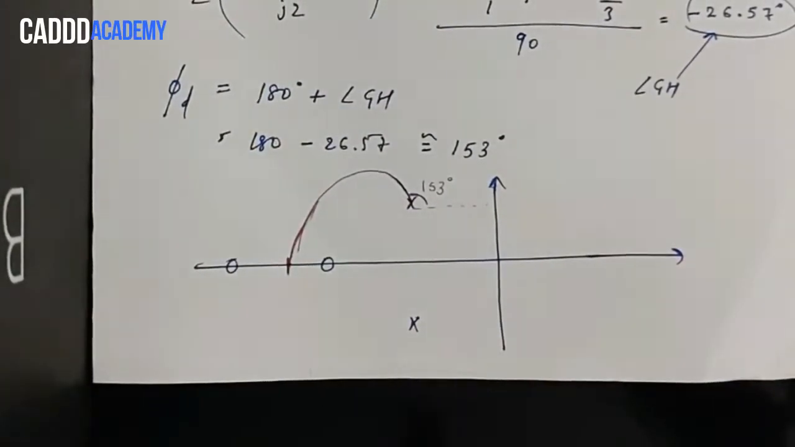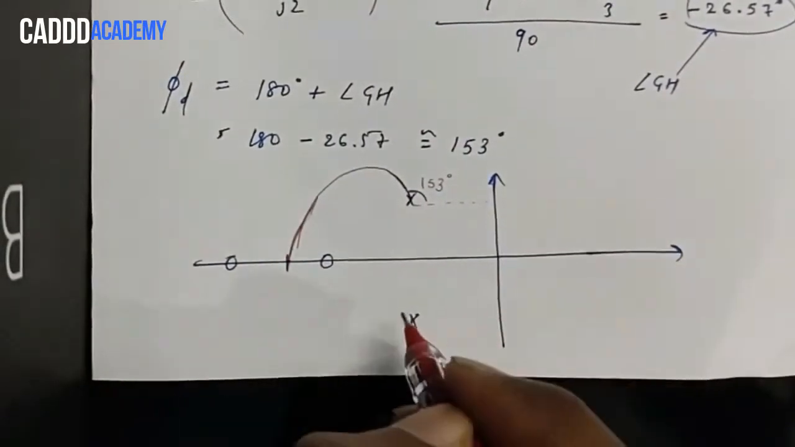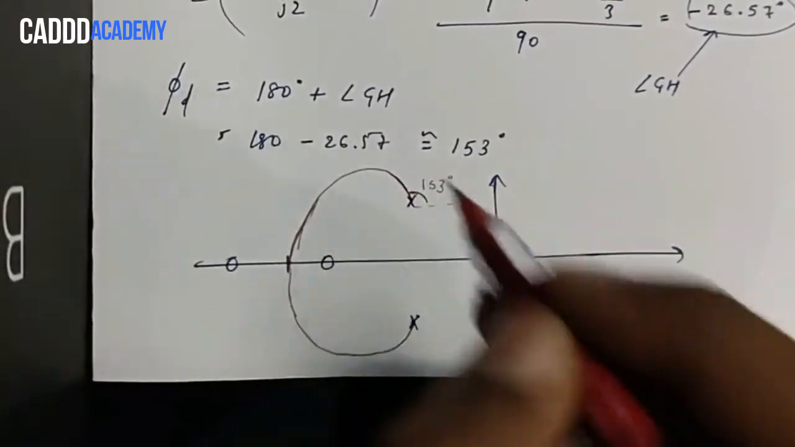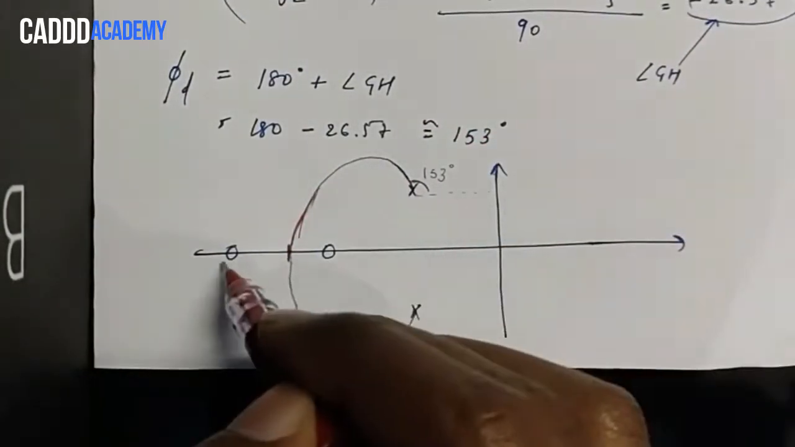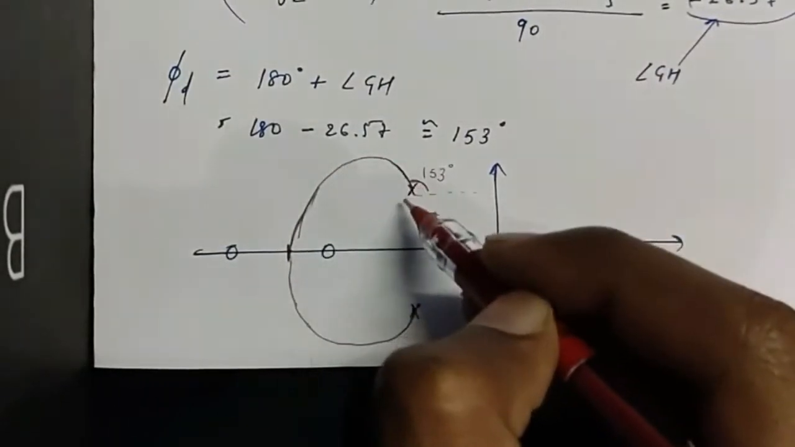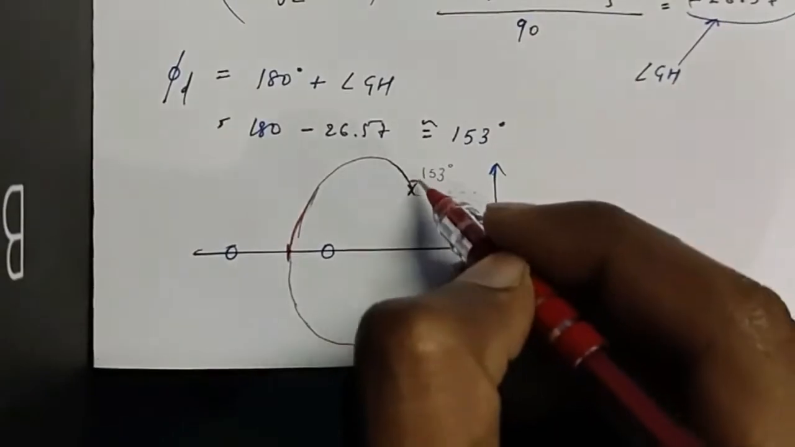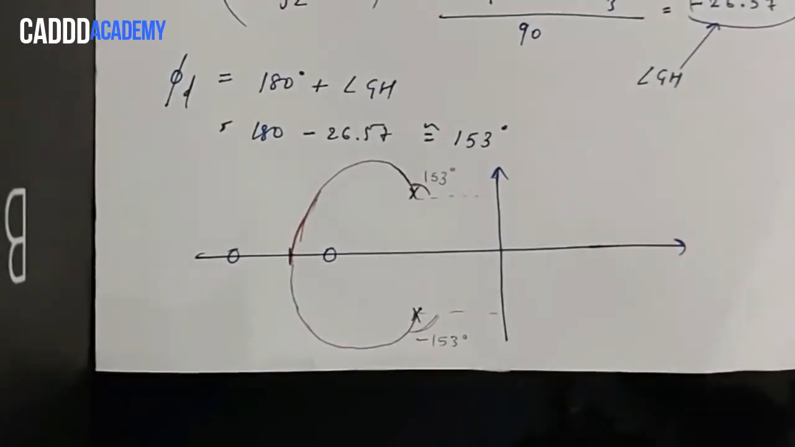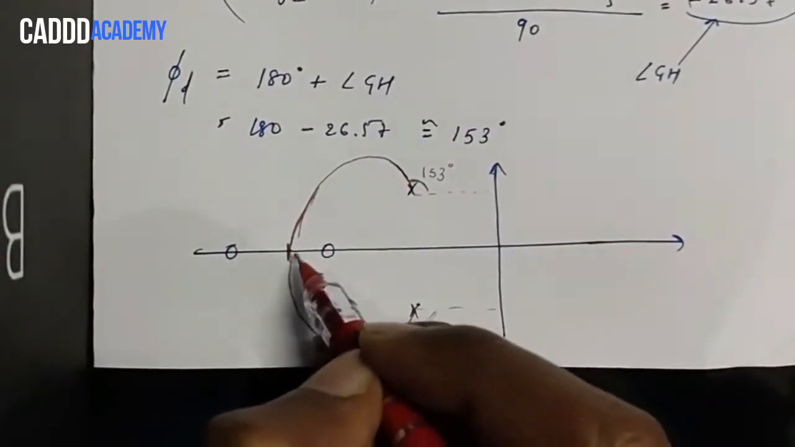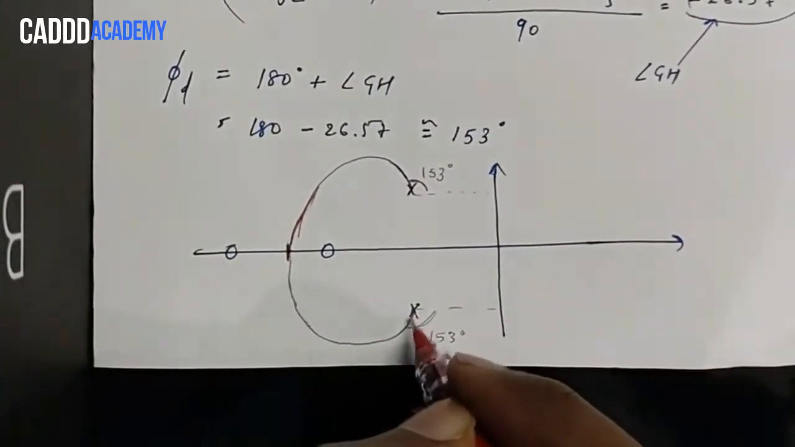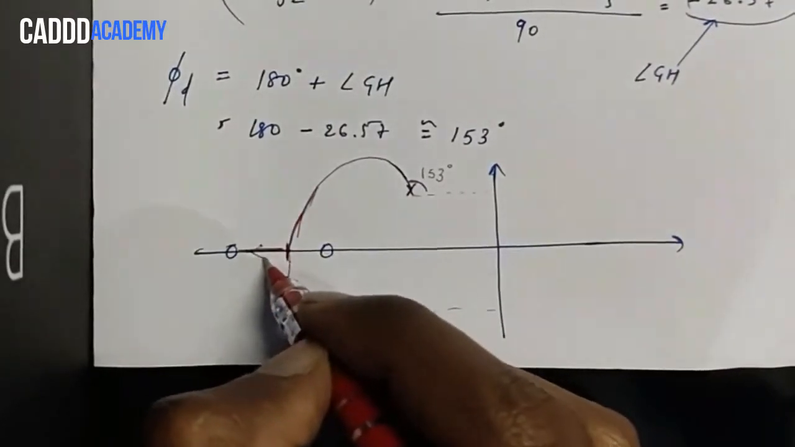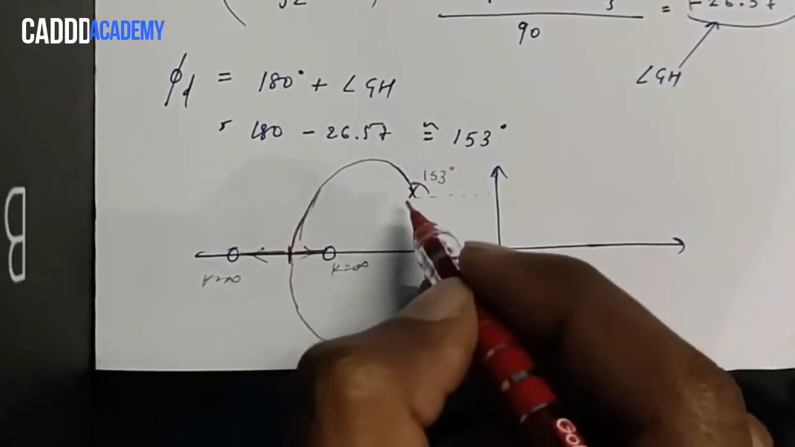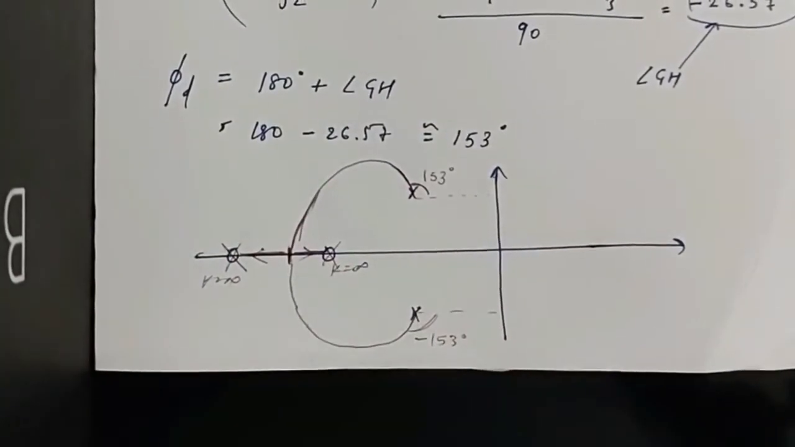And as we know, the root locus diagram is always symmetric to the real axis, so this will also be symmetric to this one. The root locus diagram has the reflection property, that it will be symmetric about the real axis. So if this is 153 degrees, then this will be minus 153 degrees. Now as k increases, it will strike the real axis after some point, and one pole will move in this direction and one pole will move in this direction, and at k equal to infinity, both these poles will reach the zeros.